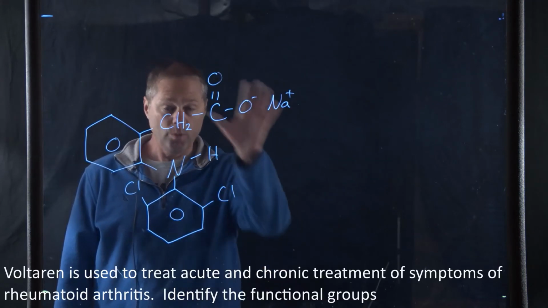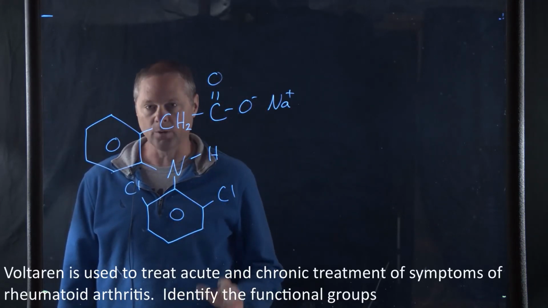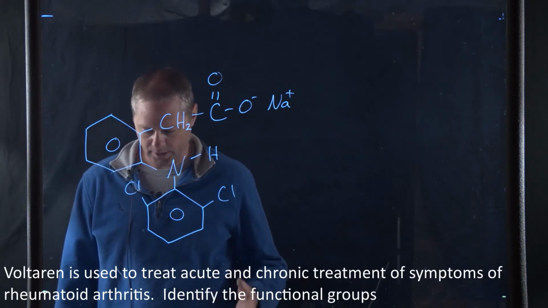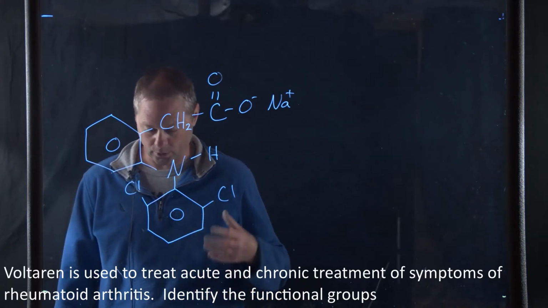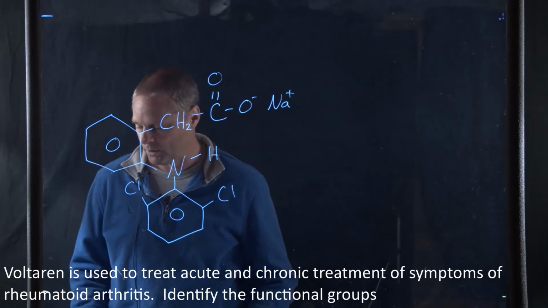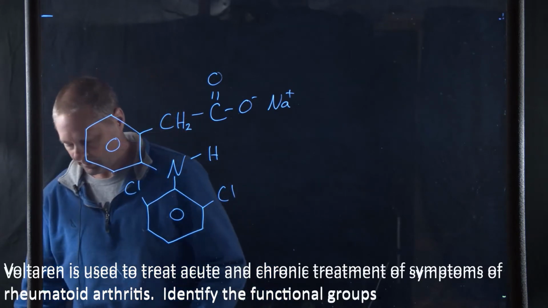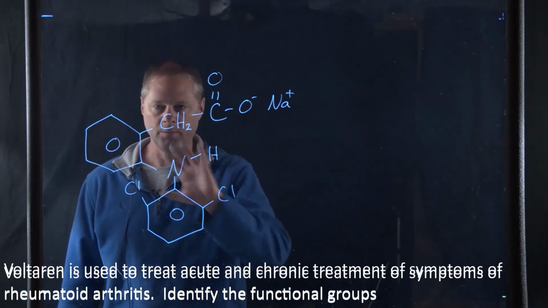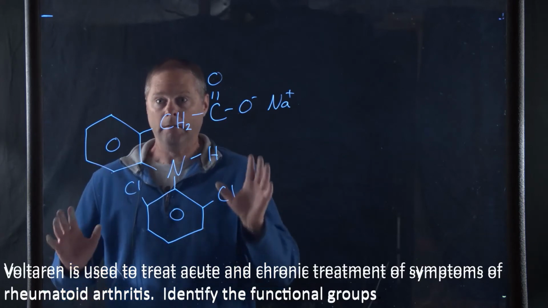In this problem, we have a medicine up here which is Voltaren, and this is used for the acute or chronic treatment of rheumatoid arthritis. I'm a physical chemist. I don't deal with molecules this big. They actually kind of scare me. Just kidding.